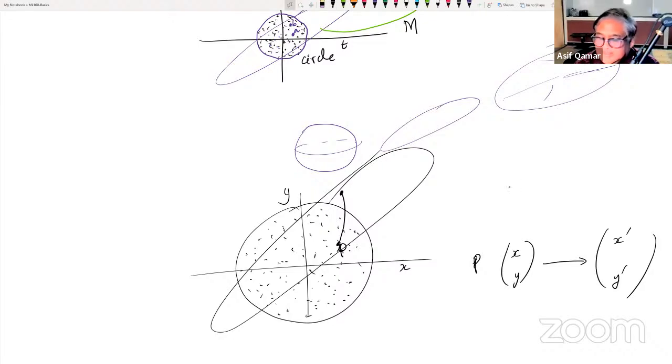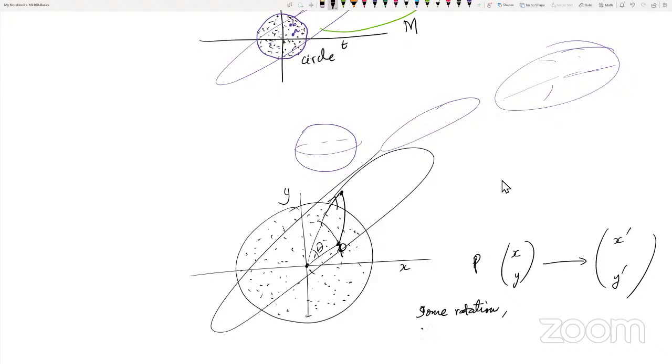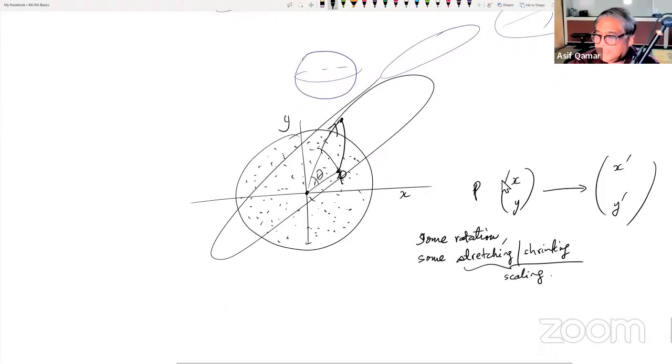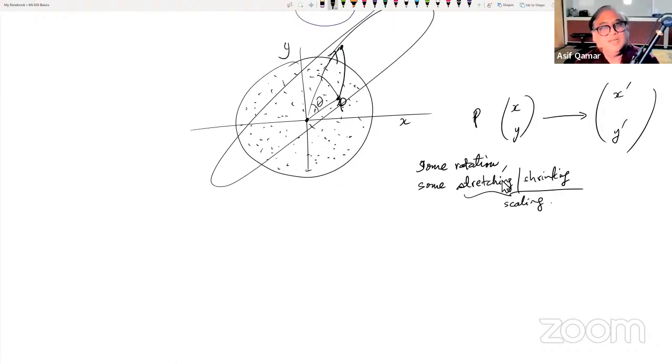You would agree that this can be explained as some amount of rotation about the origin, some rotation by theta, and shear, and some stretching or shrinking. The common word for them is scaling. Some scaling, right? That is it. Now it turns out that mathematics gives a tool to quantify it.